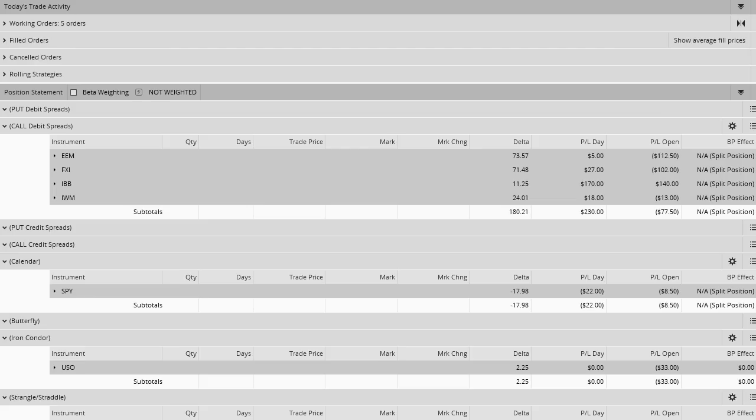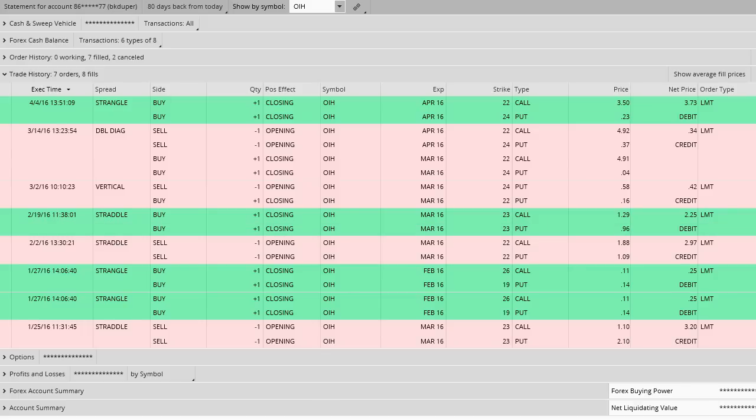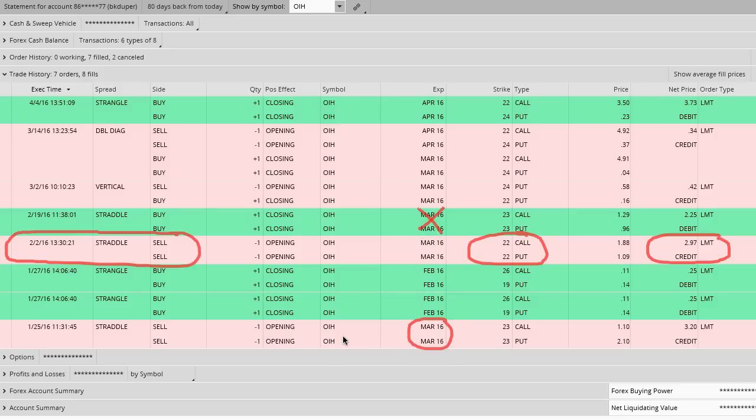Now, when we go to our account statement here, you can see this was our original position here, and I wanted to show you guys all of these so you can see it. Back on 2-2, our original straddle that we sold here, the 22 calls, 22 puts, $297 credit. Now, I'm not covering the other March position that's here because this was a profitable trade. You can see here we had also sold another straddle at the 23 strike.